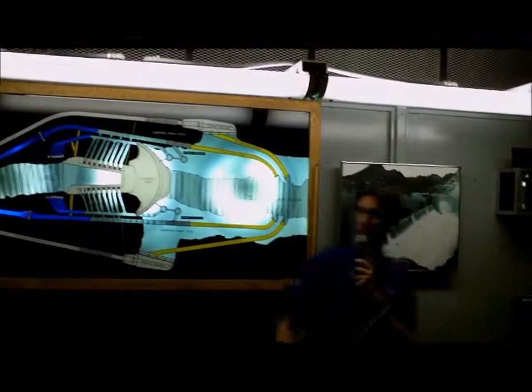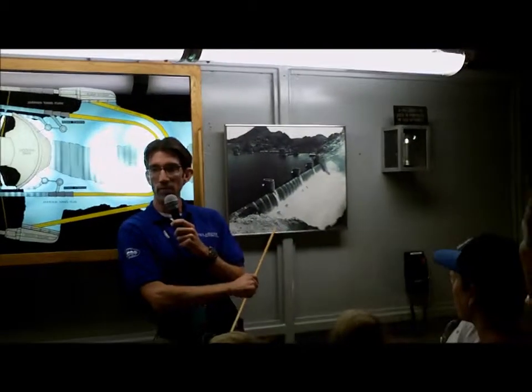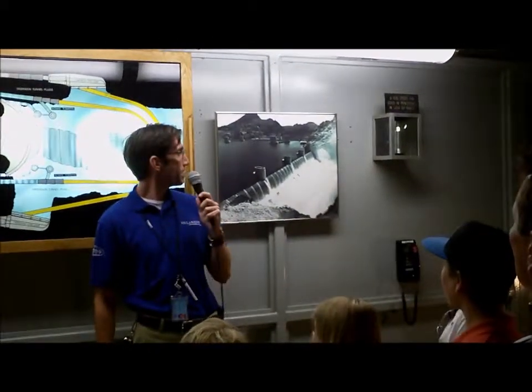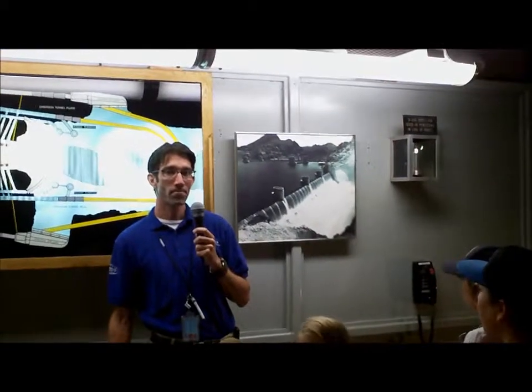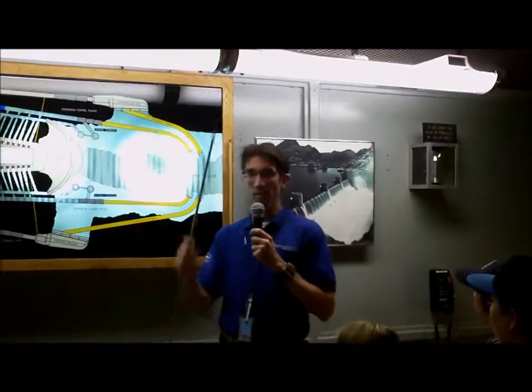Picture behind me here, to my left, is from that 1983 event. That's what an active spillway looks like. So how low has the level got during droughts and stuff? I can talk about that in time.